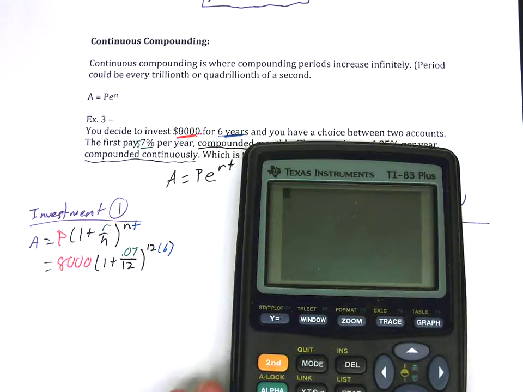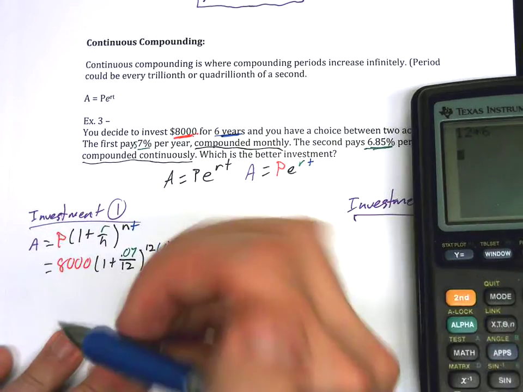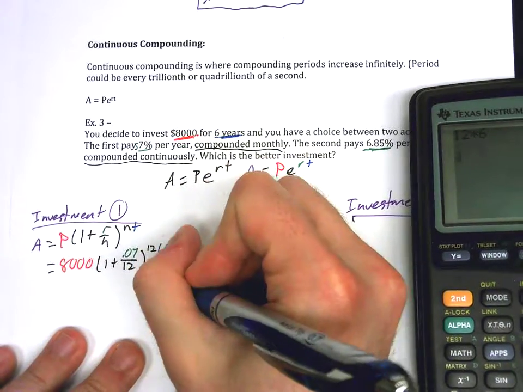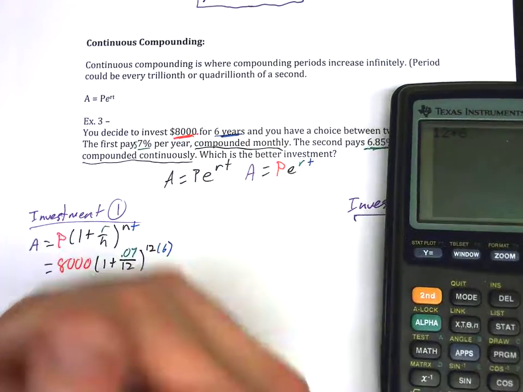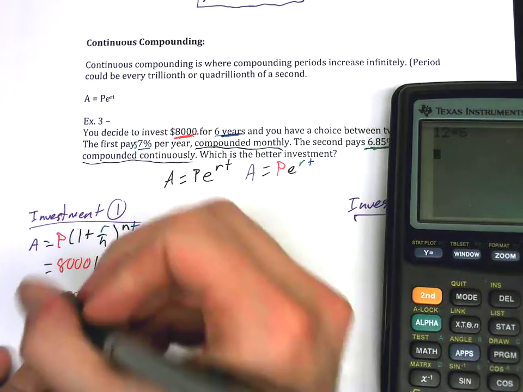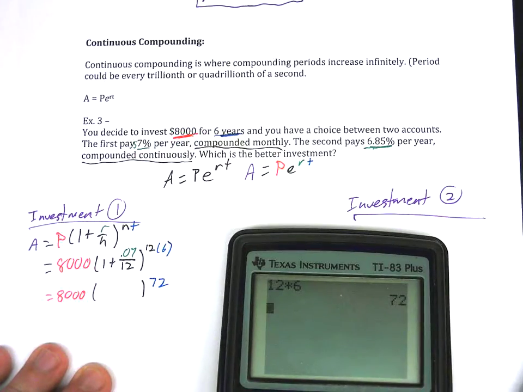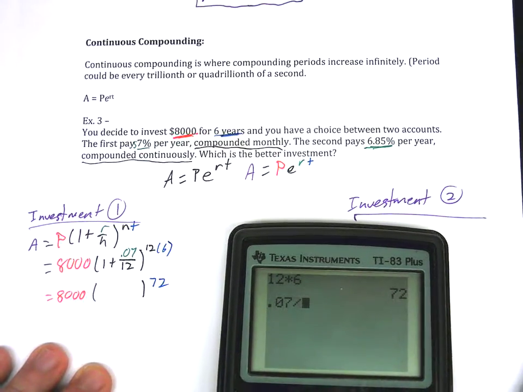Now, I'm going to do what I did before with the calculator. Bring the calculator out here. I'm going to go ahead and do that 12 times 6. So that's going to give me 72 is what's going to be outside, up above there. So I'll write that down. This is going to end up being 72. I'm going to bring down this 8,000. And then inside the parentheses, I'm going to do that calculation here, which is 0.07 divided by 12.